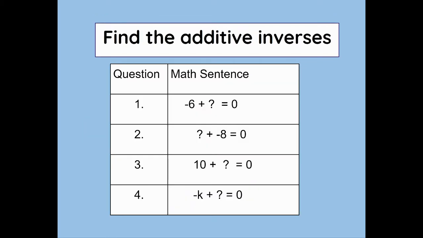In these problems, tell me what the additive inverse of each of these needs to be in order to have a sum of 0. Negative 6 adds with positive 6. Positive 8 adds with negative 8. Positive 10 adds with negative 10. And k will add with negative k, or the opposite of k.